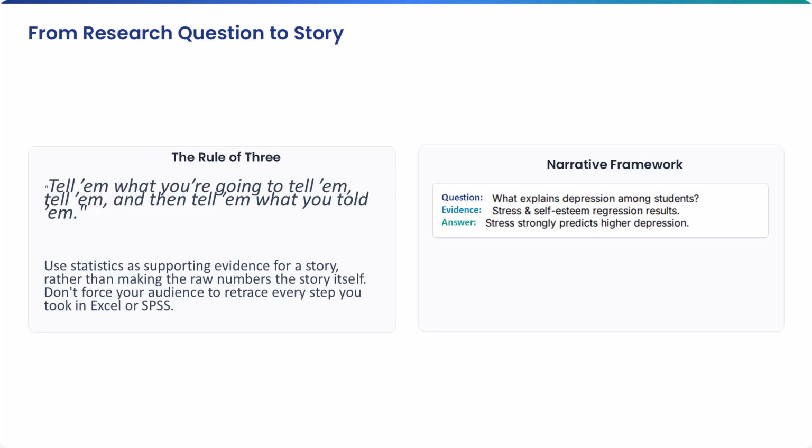When presenting statistical research, our goal is not to give a tour of every Excel spreadsheet or SPSS button we clicked. Instead, we structure our presentation around a classic 3-part narrative arc: question, evidence, and answer. We begin by reminding the audience of our central research question, such as what factors explain depression in college students. Next, we present only the key statistical evidence necessary to answer that question. Finally, we provide the conclusion.